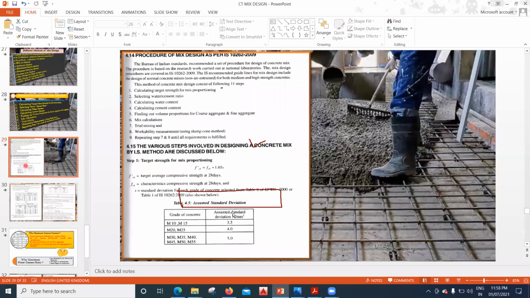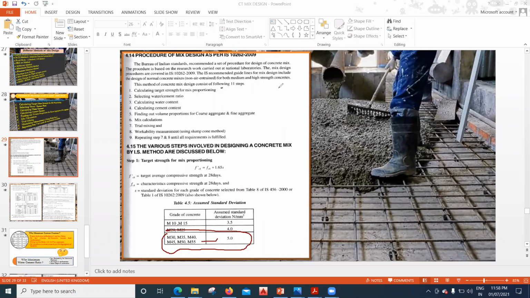Yeah, so this is a standard deviation. Assume standard deviation is what we have. Our grade of concrete is how much? The grade of our concrete is 40. Now for M40 grade of concrete, try to see what is the standard deviation given. So M30, 35, 40 all fall under this category, and for this we have to assume the standard deviation is 5.0.